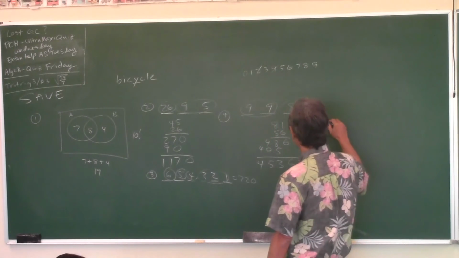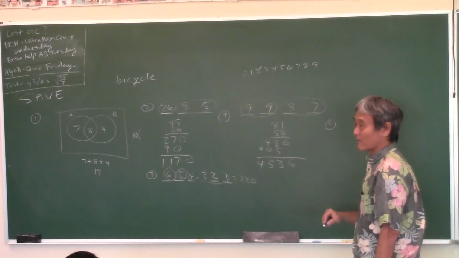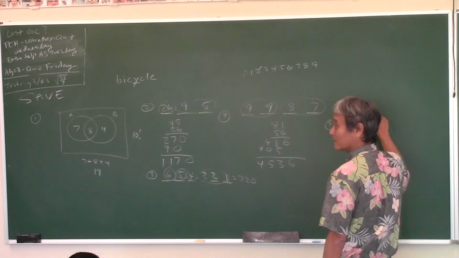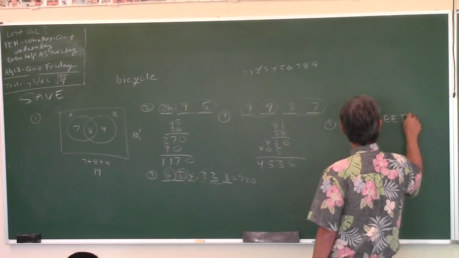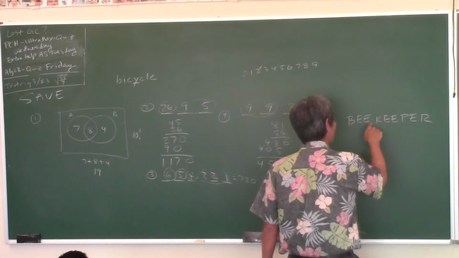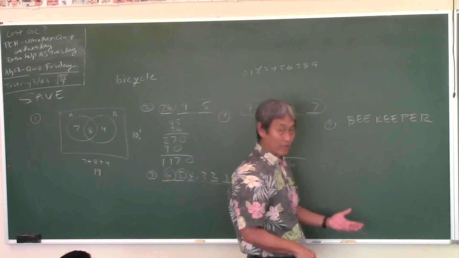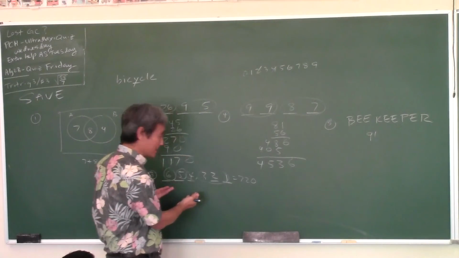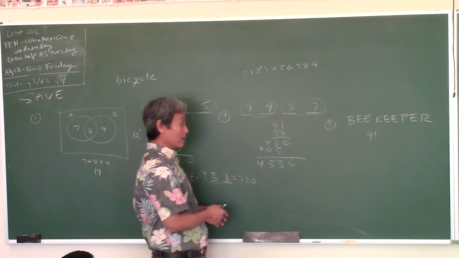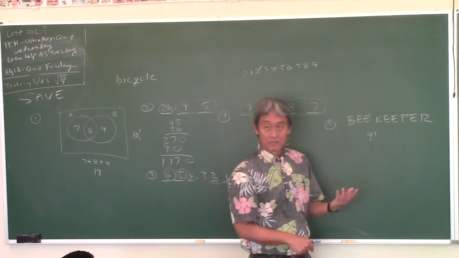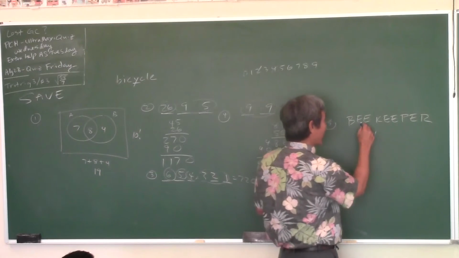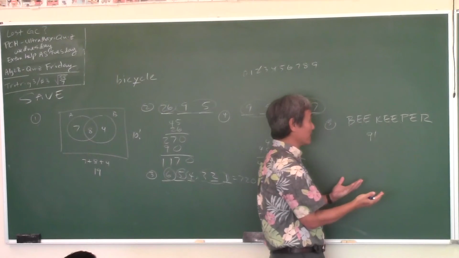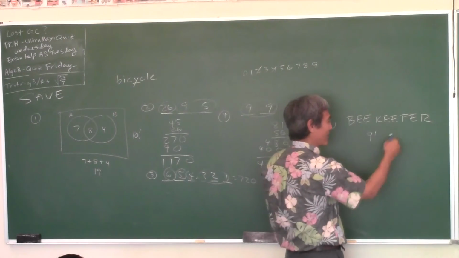Okay, next one, number 5. How many 9-letter words can be formed using the letters of the word beekeeper? Now, if these 9 letters were all different, then what would the answer be? 9 factorial, right? Just like 6 people seated into 6 seats, 6 factorial, right? But remember, what do you do when you have repeated letters? Anybody remember what to do? Since I have 5 E's, how do I adjust for that? Because if you switch these 2 E's, it's still the same word, right? Beekeeper. So how did we adjust for it if there's 5 E's?